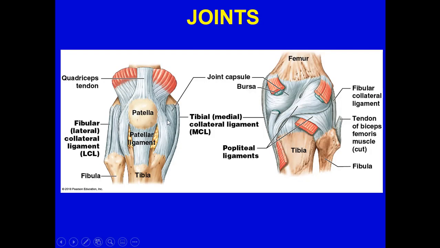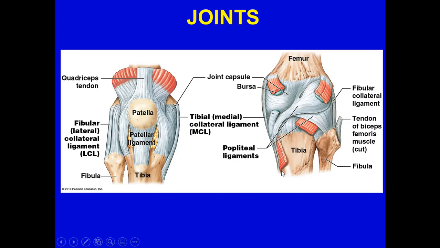So let's take a look here. Here's our patella. Here's our quadriceps tendon here, and it's attached down to the patellar ligament down here to the tibia. So there's one part here. But notice that you're going to have the fibular lateral collateral ligament here, which attaches fibula to up here, the femur. You will have a tibial, that's a medial collateral ligament, down here, which of course attaches tibia to again the femur. All right.